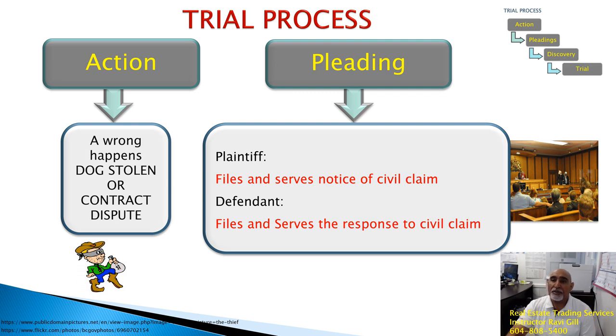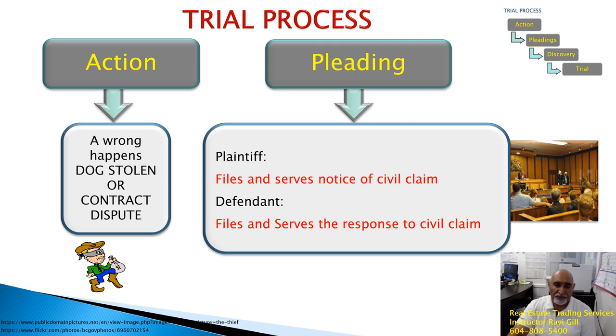Okay, so again, if we take a look at our trial process, action is something that happens. Pleading is the first, then discovery, trial, and the last part is called the judgment, where the judge makes a decision. So action, the first part, is where something goes wrong, something gets stolen, or a contract dispute. Pleading, for your exam, very important.